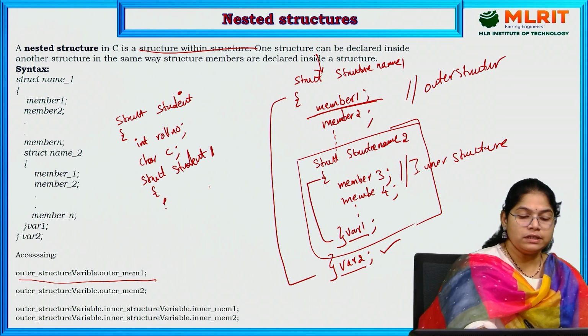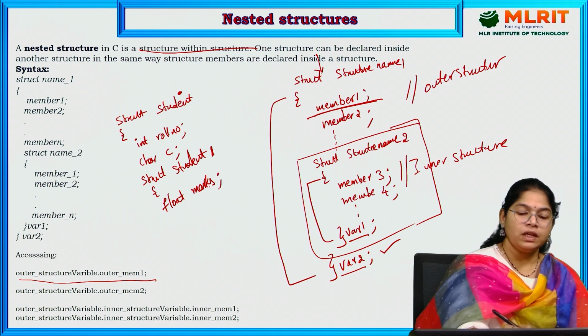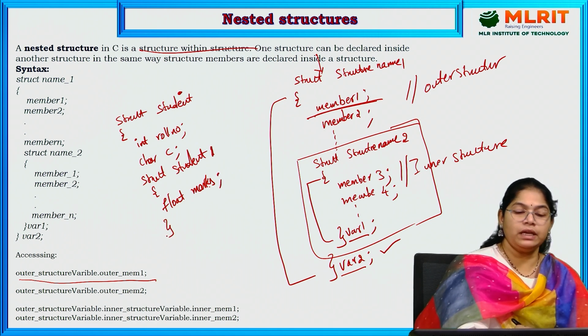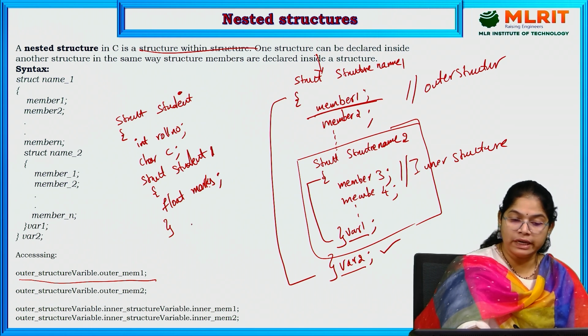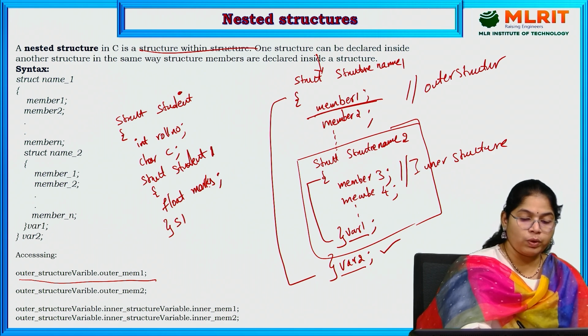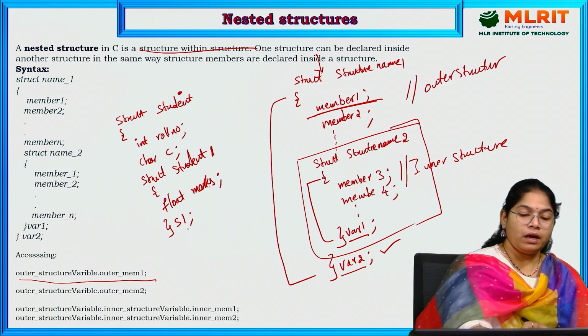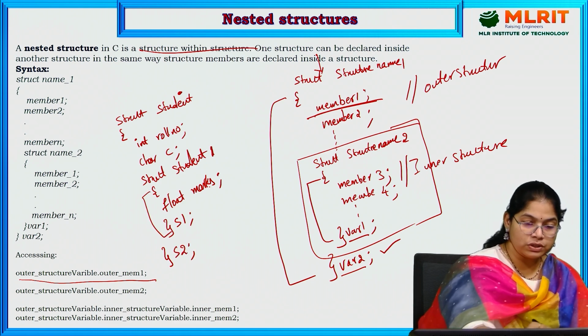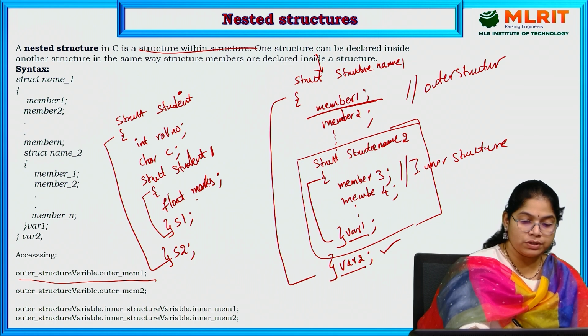So here it is having members like a float, marks. I'm writing only one. So that is the end of the inner structure. Here only I'm creating a variable for the inner structure. Suppose the variable for the inner structure is S1. And now I am creating a variable for the outer structure, that is S2. So this is the inner structure and this is the outer structure.